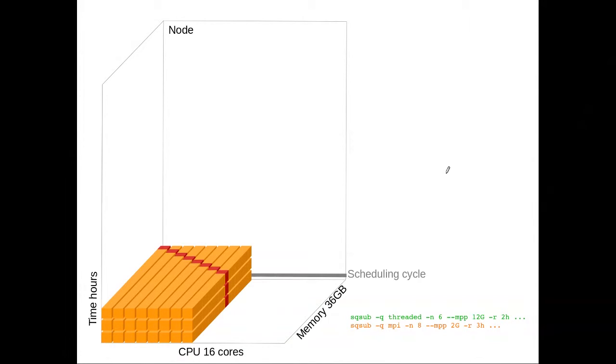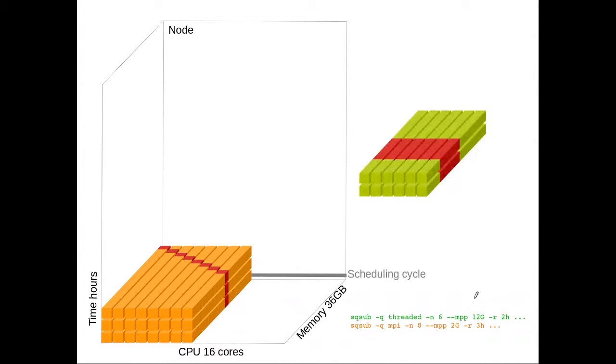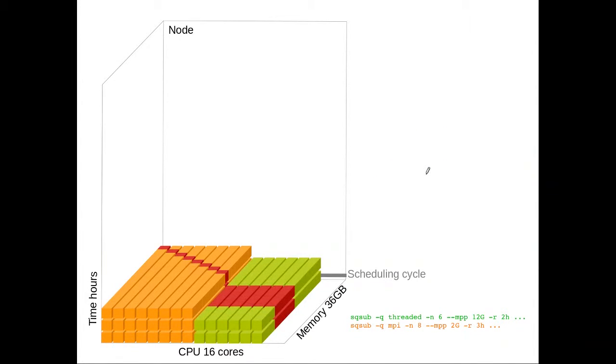We get another job. So a threaded job, n of 6, and the memory per process is 12, so this would be 12 gigs altogether, shared among the processes for 2 hours. This threaded job would look like this, where the memory is shared across the cores, and it runs for 2 hours. Again, there's enough resources available, and this job can start right away.